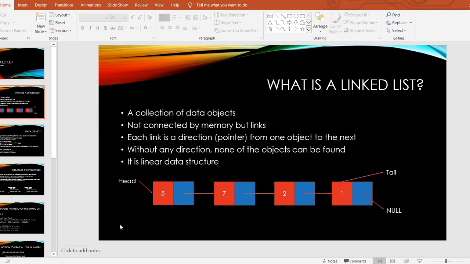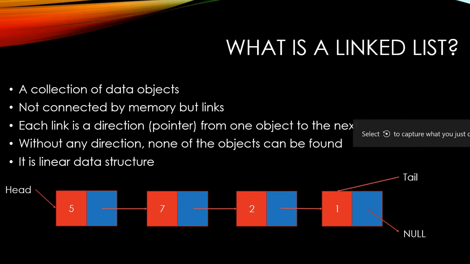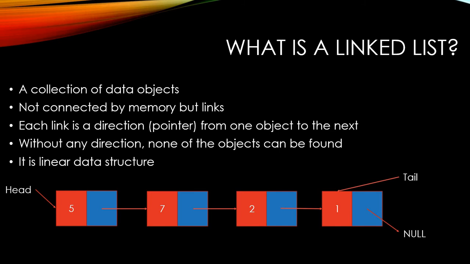Okay, let's go back to our slide. Each link is a direction or pointer from one object to the next. Without any direction, none of the objects can be found. So if somehow this direction or this direction is lost, then you cannot find this memory. Because this link is the only thing telling you where that memory is, and as both of them are not adjacent, you cannot find them without the direction. And obviously it is a linear data structure.